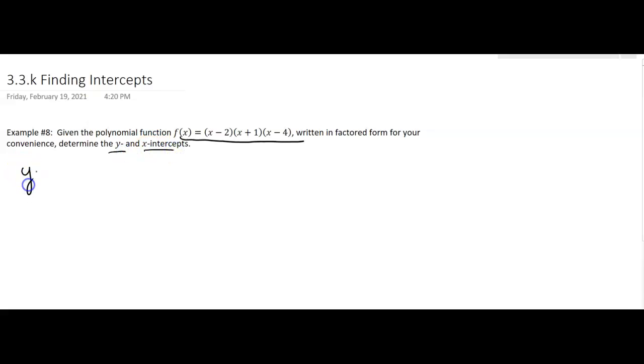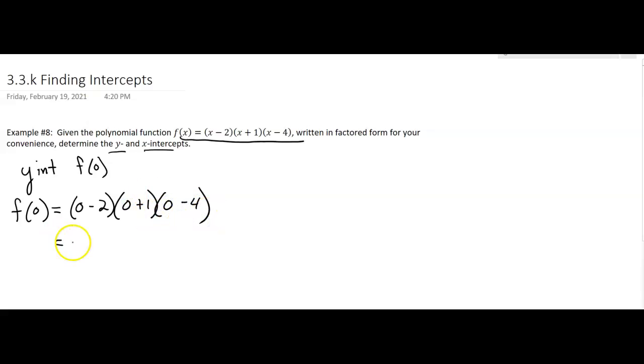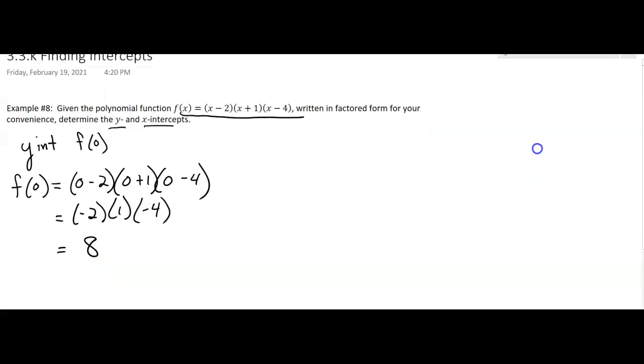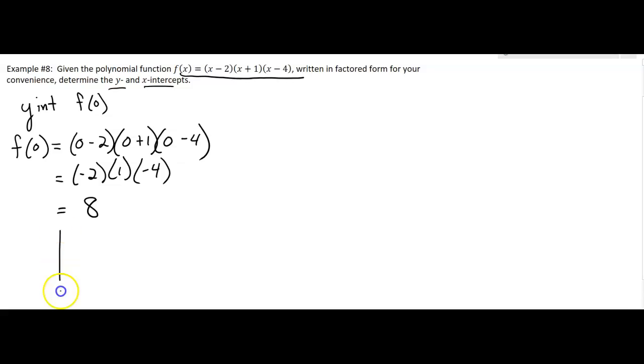So remember, to find a y-intercept, you want to find f of 0, okay? So in this case, f of 0 is going to equal 0 minus 2, 0 plus 1, 0 minus 4, and then I'm going to have negative 2 times 1 times negative 4. I'm going to say the y-intercept is at 8. Now, if I'm interested in graphing it, it means there's a point somewhere up here at 0, 8.